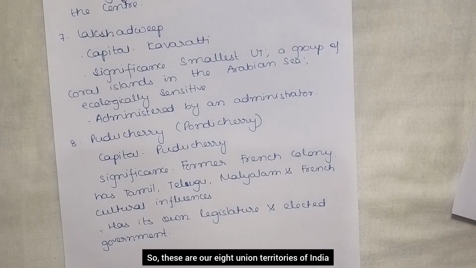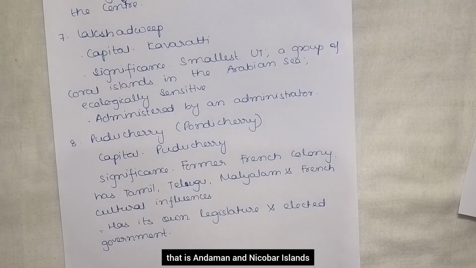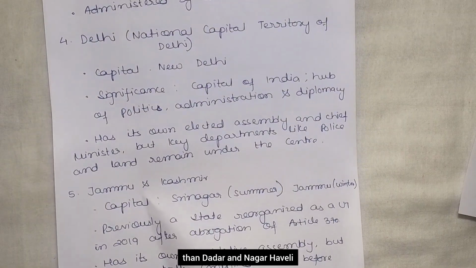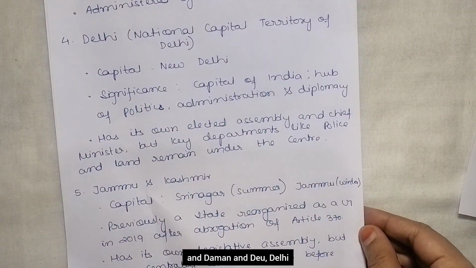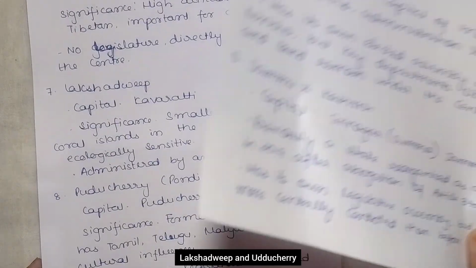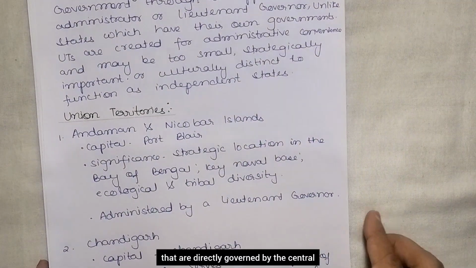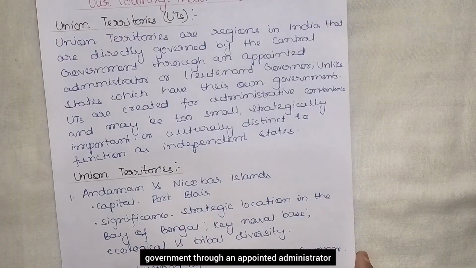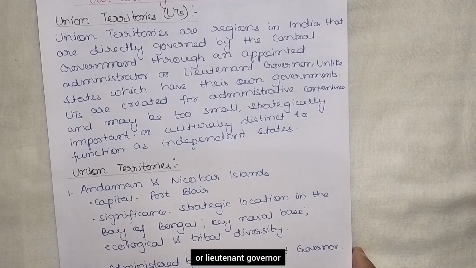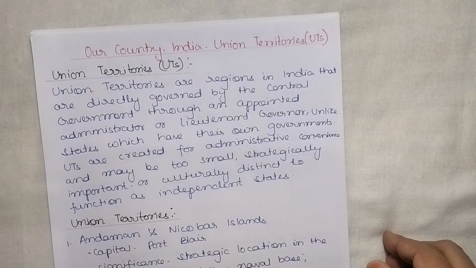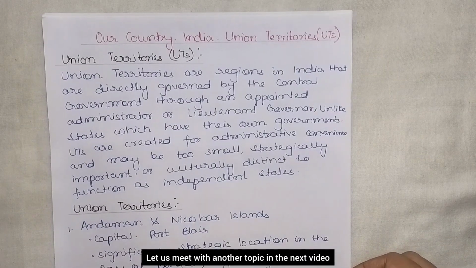So these are our 8 union territories of India: Andaman and Nicobar Islands, Chandigarh, Dadra and Nagar Haveli and Daman and Diu, Delhi, Jammu and Kashmir, Ladakh, Lakshadweep and Puducherry, right? These are the regions in India that are directly governed by the central government through an appointed administrator or lieutenant governor. So this much for our country India's union territories. Let us meet with another topic in the next video.